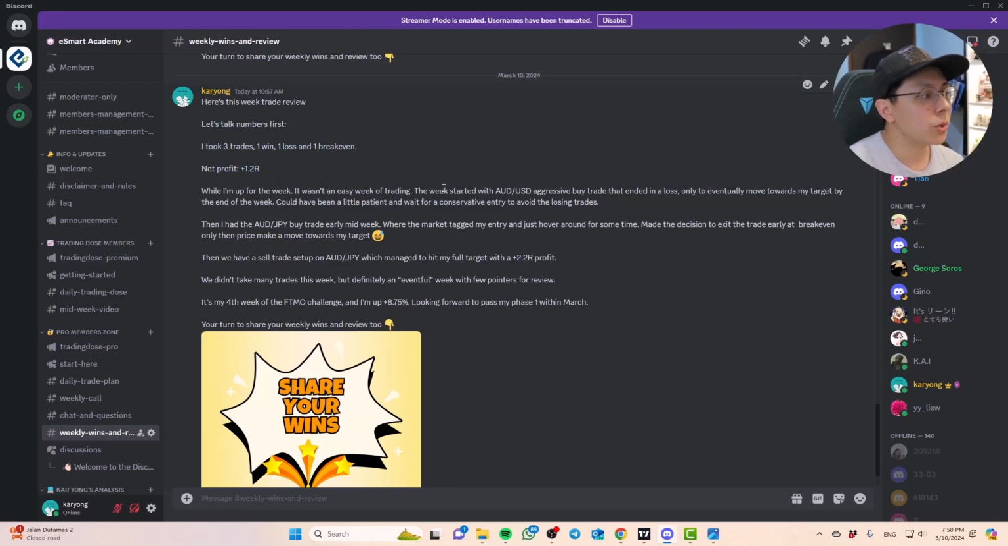So basically the week started with the Aussie dollar, a very aggressive buy trade. When I'm taking this trade, I share with fellow traders, this is actually a more aggressive setup. But if you're willing to take that risk, if you're able to control that downside, and you're willing to accept the potential that this trade may end up losing, then that's perfectly fine, because there's also the upside opportunity, the potential to make profits out of it.